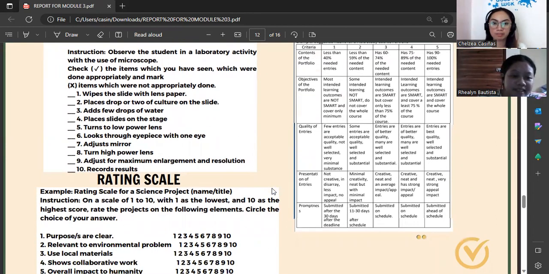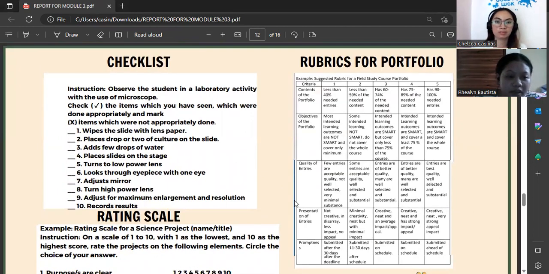Kung mapapansin natin dito sa checklist, di ba? Check the items which you have seen which were done appropriately and mark X the items which were not appropriately done. So, imamark lang natin siya, check or X. Sabi ko nga kanina, no? Mark check, or mark X.